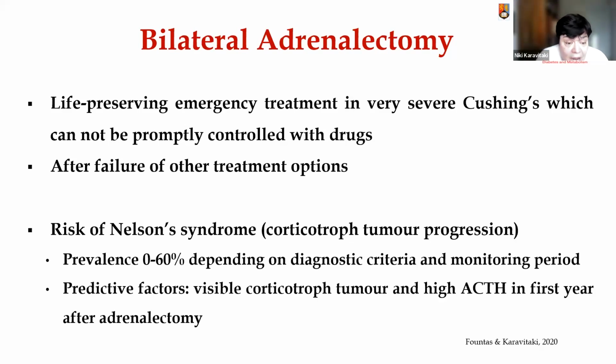And what are factors that will make us think, predict that the patient will develop Nelson's after the bilateral adrenalectomy? The most consistently reported is a visible corticotroph tumor after the bilateral adrenalectomy. And more importantly, if the ACTH is high in the first year after adrenalectomy, this can be a sign that probably the patient will show corticotroph tumor progression.